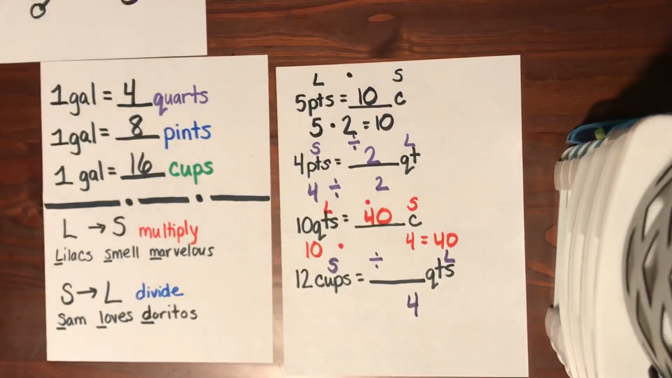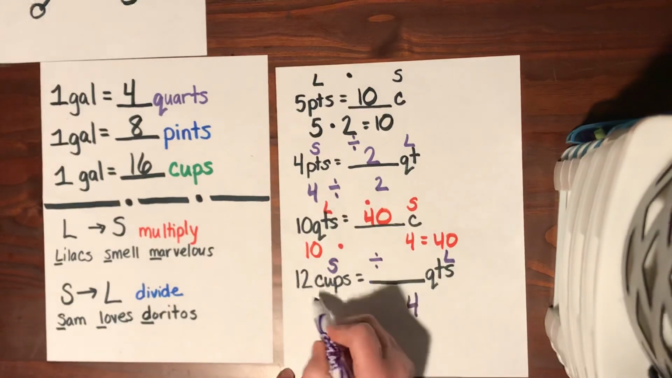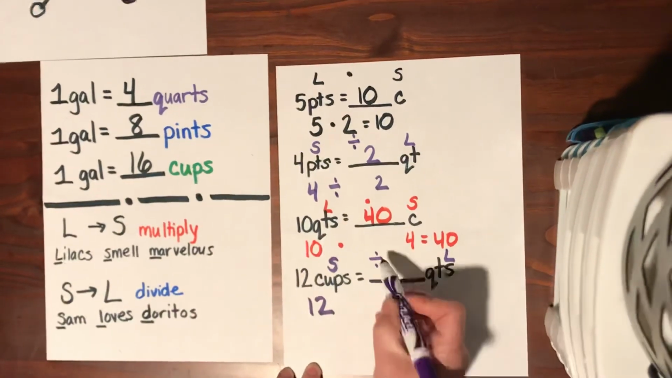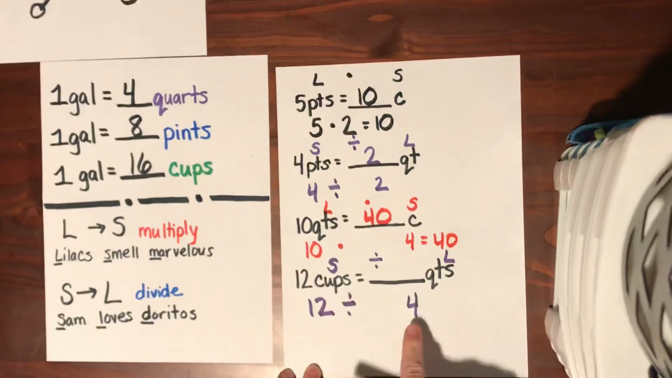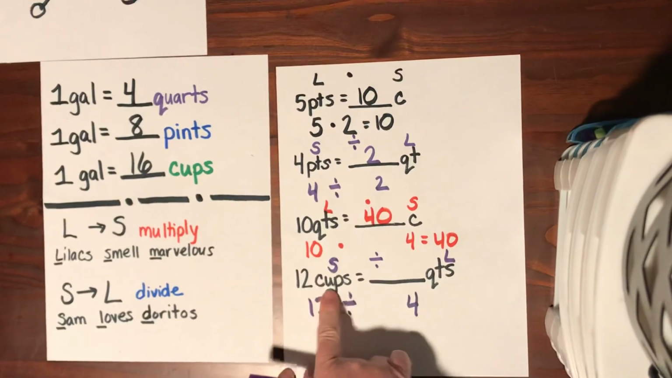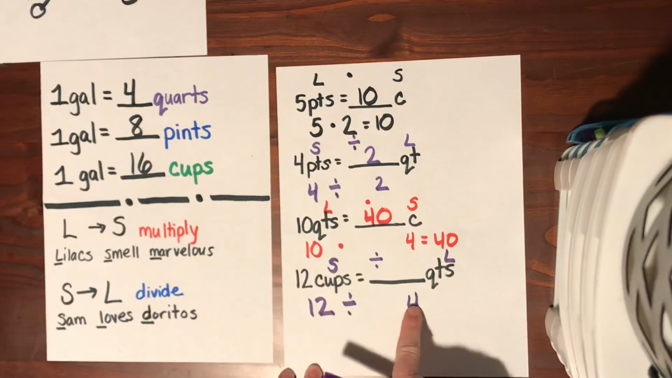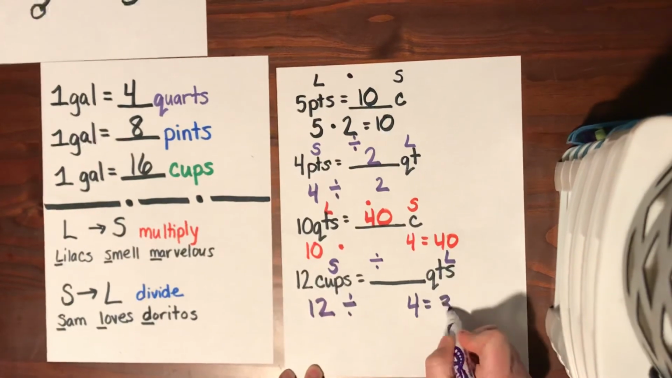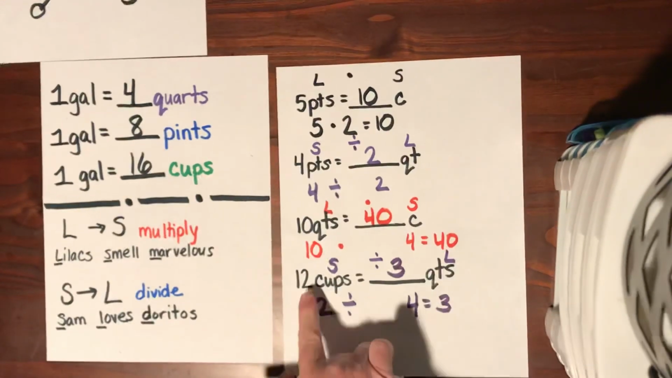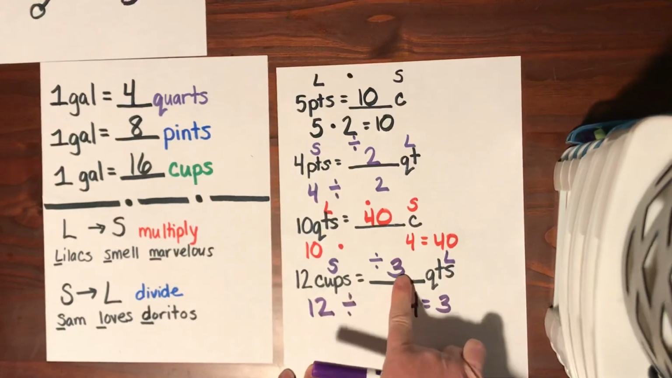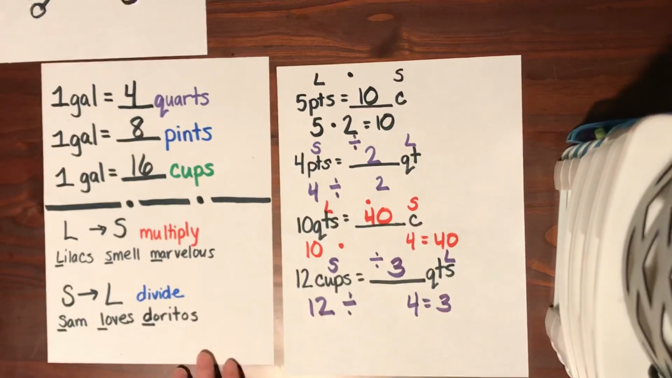So now I have my 3 pieces of information I need again. We have 12, a division sign, and we know that there are 4 cups in every quart. So I'm going to divide 12 divided by 4, which equals 3. So 12 cups equals 3 quarts.